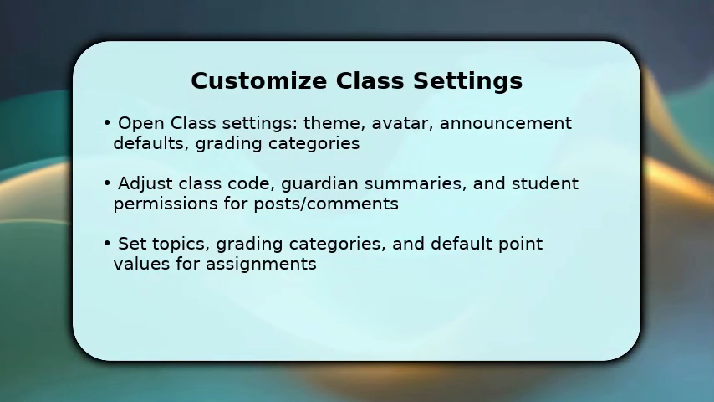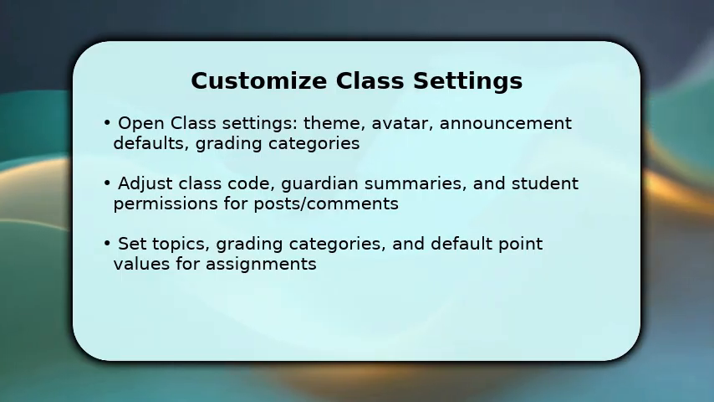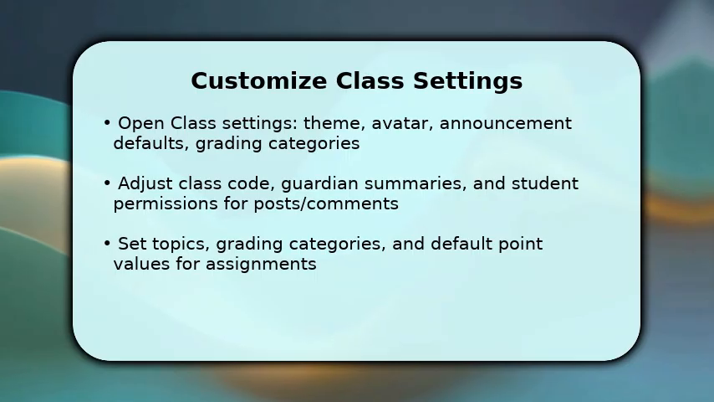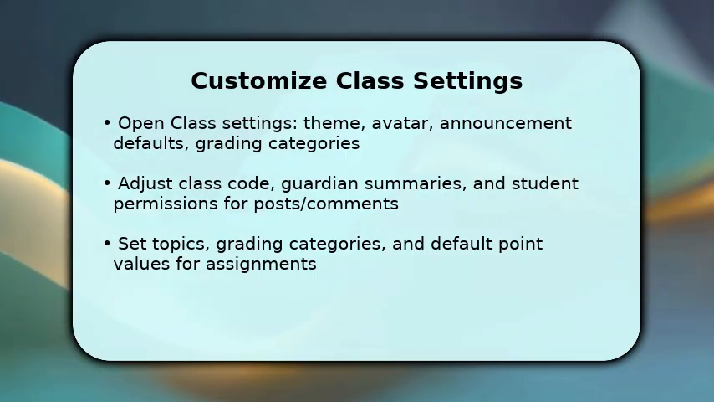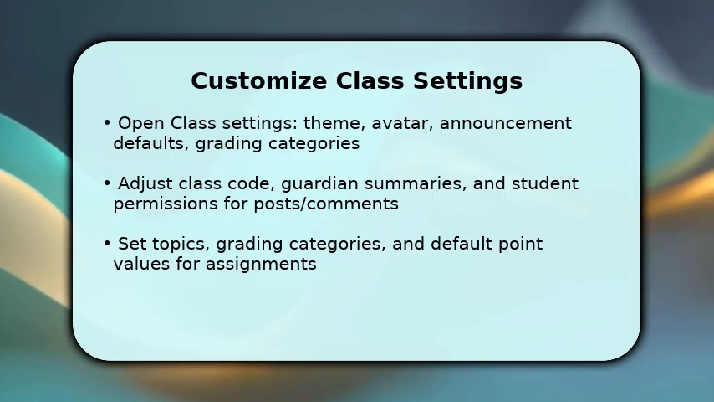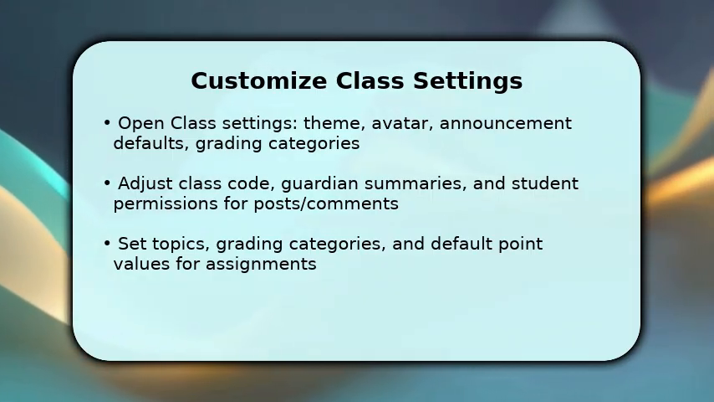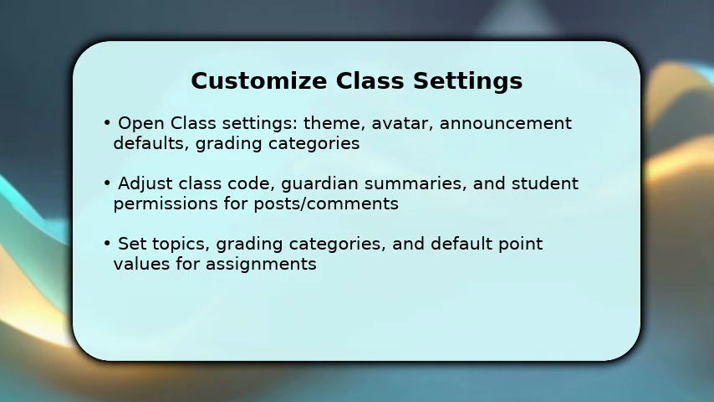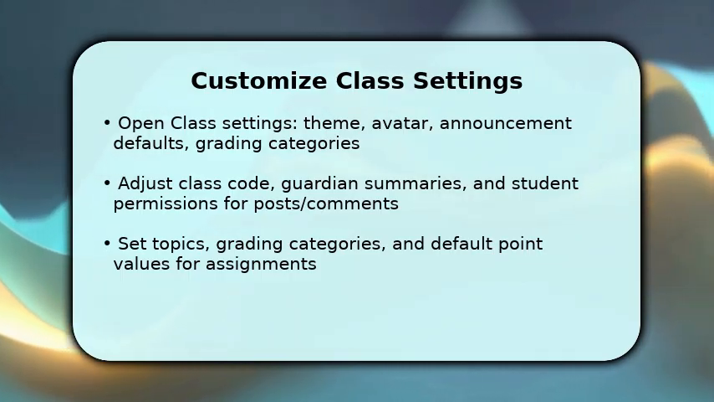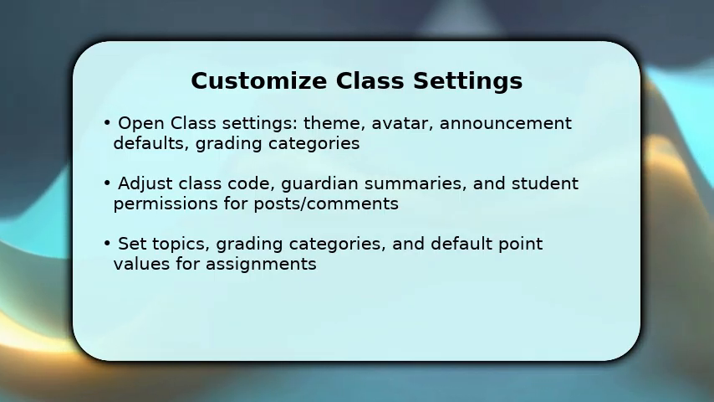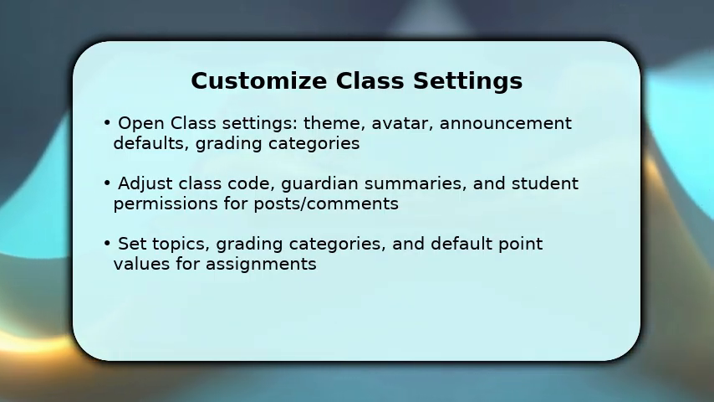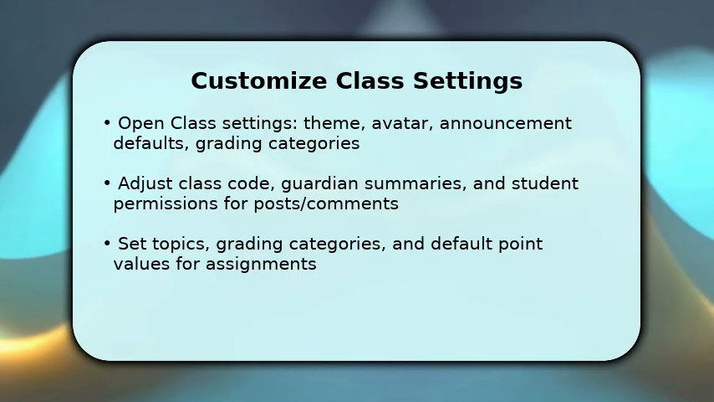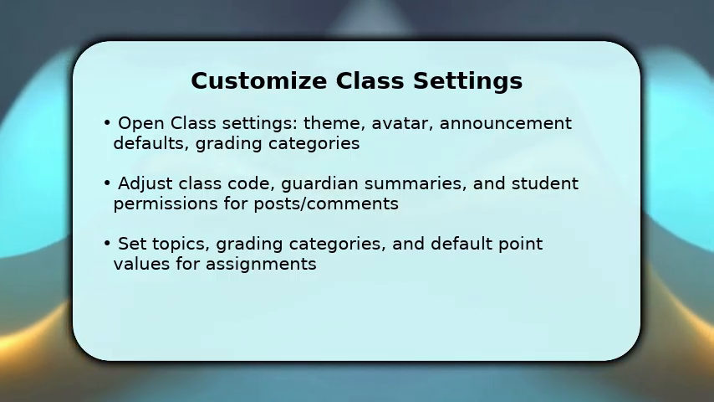Now customize the class settings. Click the gear icon to change theme, class avatar, and enable or disable Guardian summaries. You should adjust permissions, who can post or comment, because classroom culture starts here. Next, organize content by creating topics and grading categories. Set default point values and assignment types so grading is consistent. Once these are configured, your stream and classwork tabs behave predictably and reduce repetitive edits later.